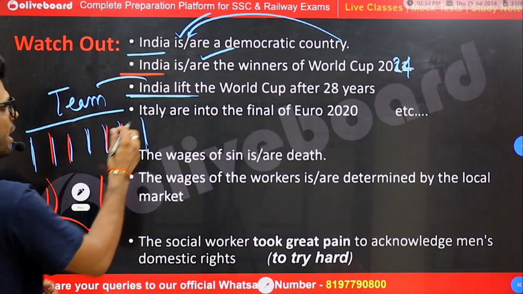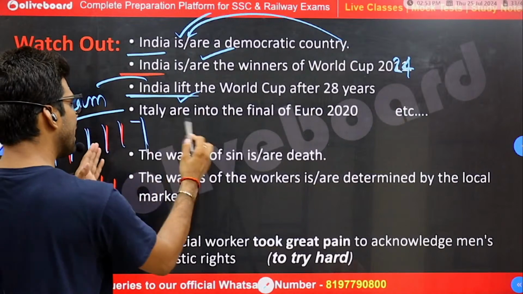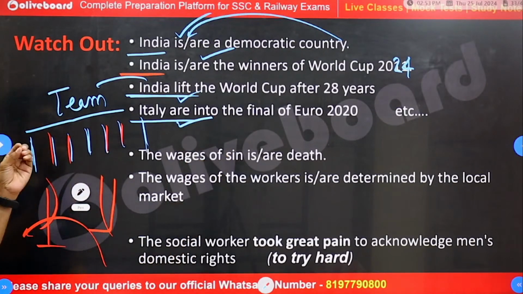Okay, so India as a team is always plural. Italy, you can check on Google as well, a piece of news, are into the finals of Euro 2020.